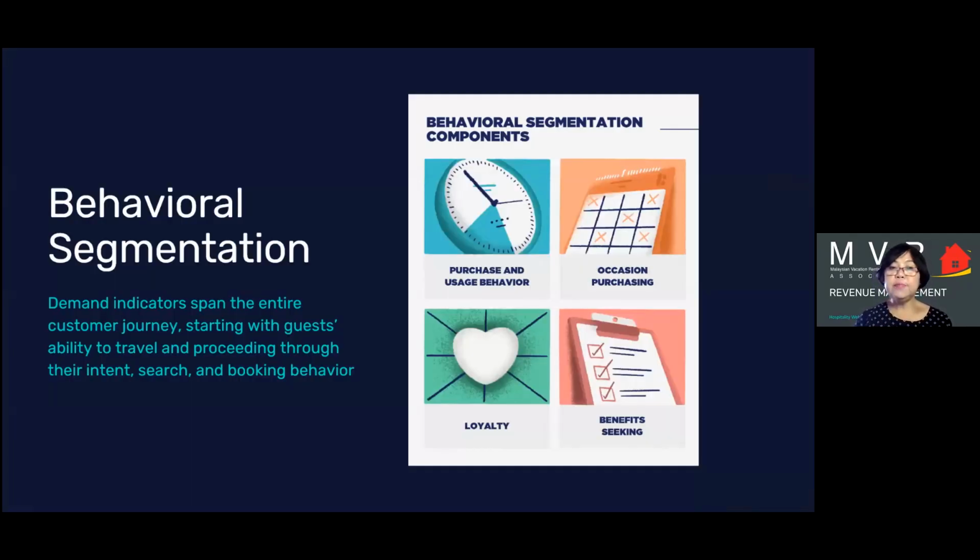Behavioral segmentation is understanding your customer, when they purchase, how they purchase. Are they loyal to your brand? Are they looking for a loyalty program? Are they looking for benefits that they can use? And all these are in the search engine. You can see the behavior of customers, so you can customize your booking conditions to such booking behaviors.